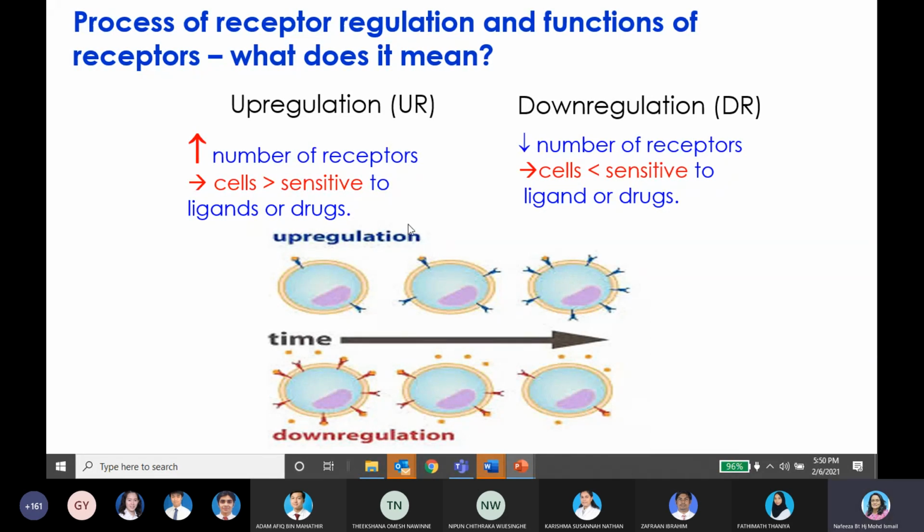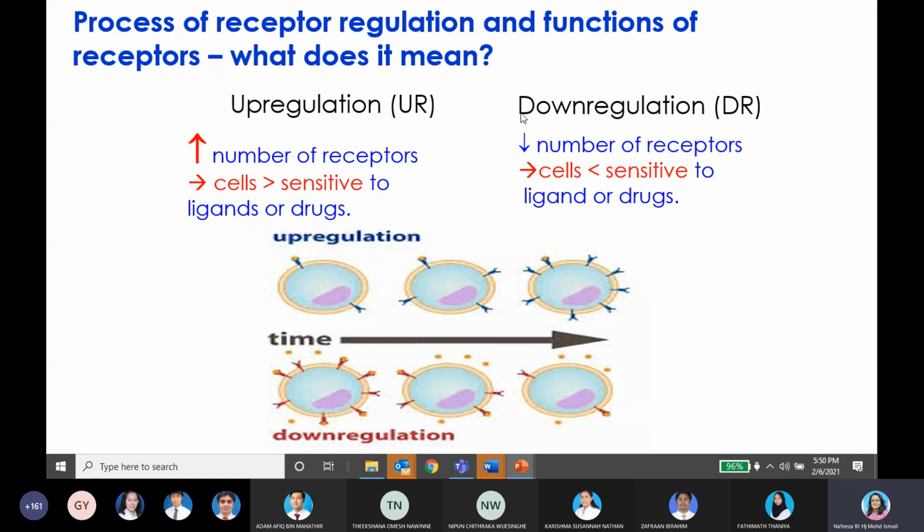Can you see this diagram here? Upregulation. It first has 2 receptors, and then it has 4 receptors, and then 2, 4, 6, 8 receptors. Okay, this is an increase in the number of receptors, and as the number of receptors on the cells increases, the cells will be more sensitive to the ligands or drugs that can activate the receptors or can antagonize the receptors.